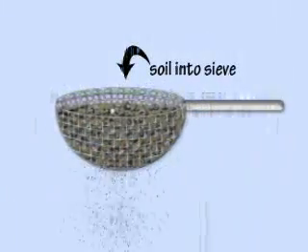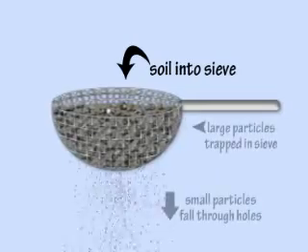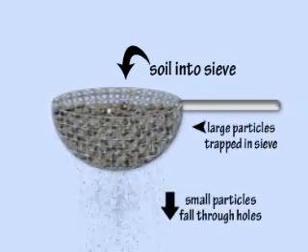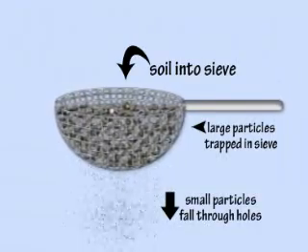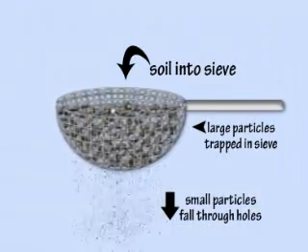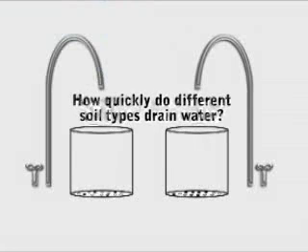You can use a sieve to separate the different sizes of particles in a soil. The large particles of soil are left behind in the sieve because they are bigger than the holes in the mesh of the sieve. You can also carry out experiments to see how well different soil types will drain water.